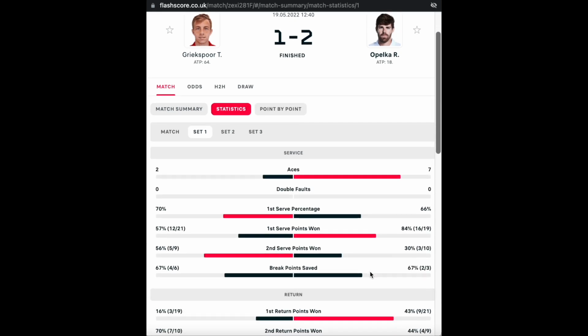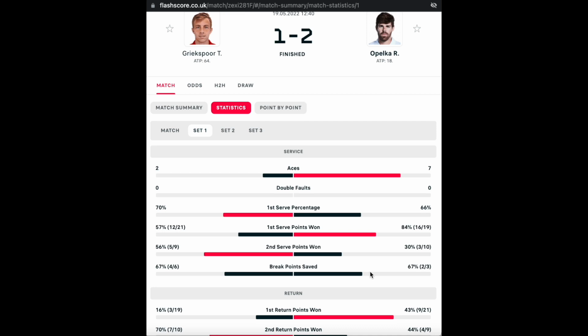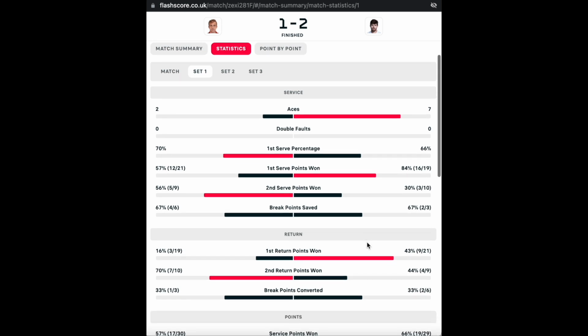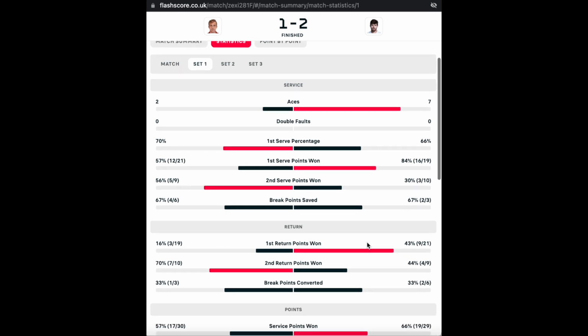So we have a look at the service stats. Opelka is smashing it there with 7 aces versus 2 aces from Greek Sport. First serve percentage, Greek Sport has actually got the higher first serves going in, but Opelka's winning more of his first serves. Now this is to be expected if he has won this first set. So at this stage, I was kind of 50-50 whether to enter into a trade in the second set or not. Bearing in mind we have got great prices, a lay price of 1.10 on Opelka.